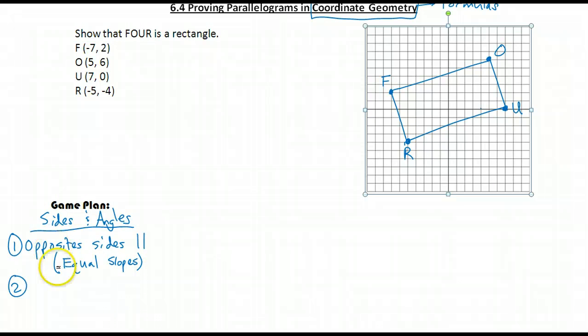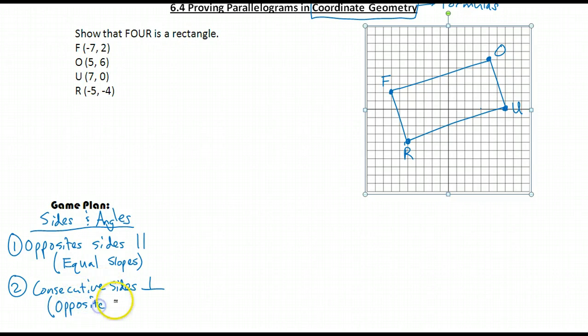Now, step 1 only proves that this FOUR is a parallelogram. To make it a rectangle, we need our consecutive sides to be perpendicular. We need all of these angles to be right angles. To show that our consecutive sides are perpendicular, we're going to use the slope formula again and show that our consecutive sides have opposite reciprocal slopes.